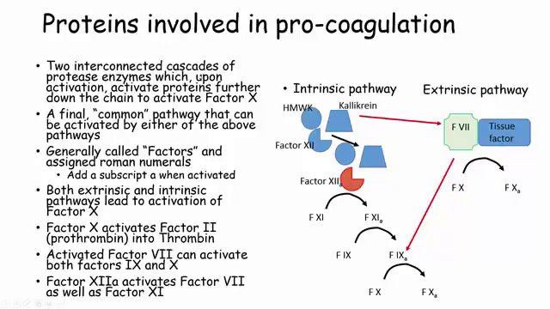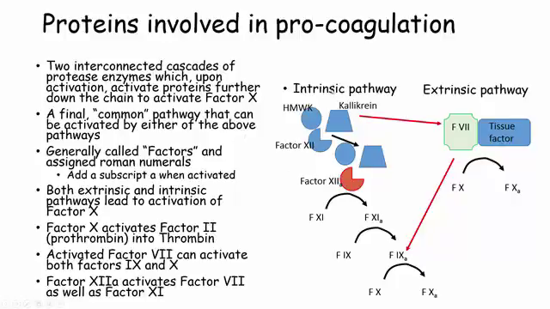And the proteins' role consists of two interconnected cascades of protease enzymes, in which one activates the next and activates the next, both of which lead to the activation of a single protein, a protease called factor 10. And that's going to be generally true. The proteins involved in coagulation are generally named factors and assigned a Roman numeral. So this protein here would be called factor 12. When it becomes activated, it would become called factor 12A.